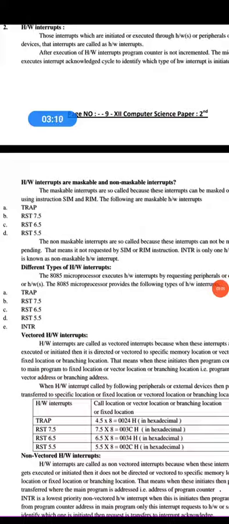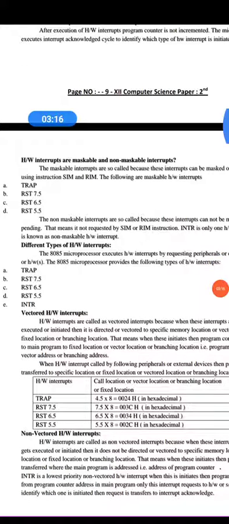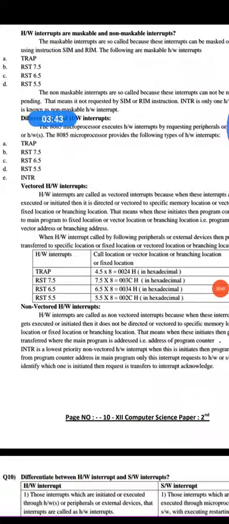TRAP is a non-maskable interrupt, so we cannot avoid that interrupt. All these hardware interrupts from TRAP to RST 5.5 are also vector interrupts. They also have a memory location from where code is executed after the interrupt occurs. For TRAP, the memory location is 0024 hex. For RST 7.5 it is 003C hex. For RST 6.5 it is 0034 hex. And for RST 5.5 it is 002C hex. Actually these are the pins of 8085. When we give a high signal, that is a one signal, to one of these pins, the interrupt occurs.